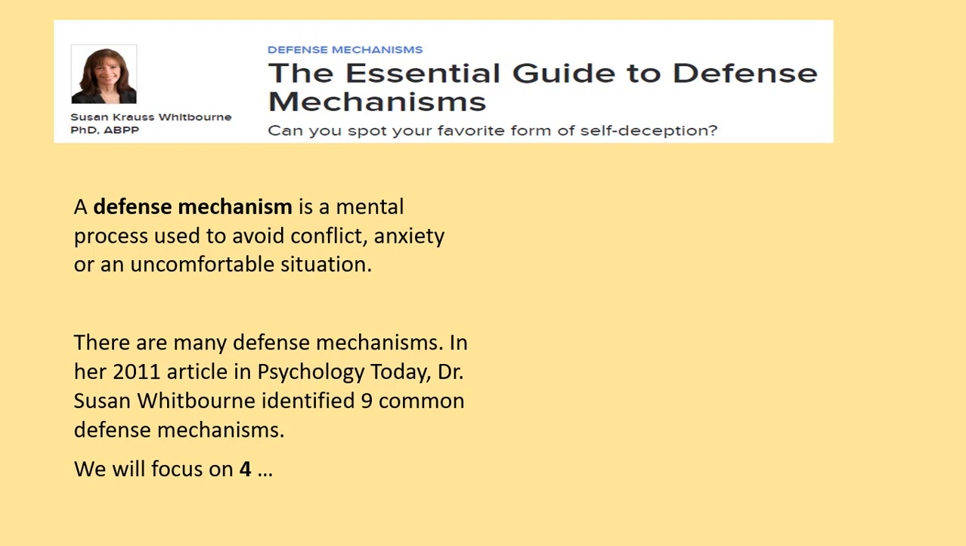So by definition, a defense mechanism is a mental process used to avoid conflict, anxiety, or an uncomfortable situation. It's a mental process. It's a reaction that we exhibit in order to avoid conflict, anxiety, or uncomfortable situations. And her article was published in 2011 in Psychology Today.